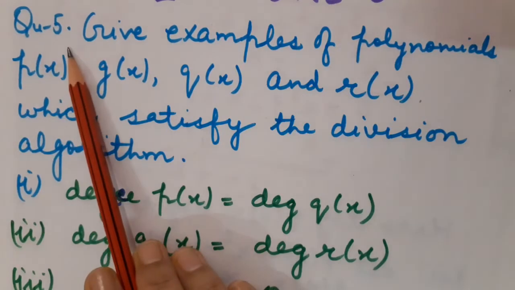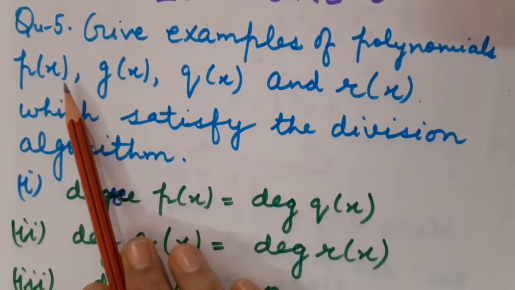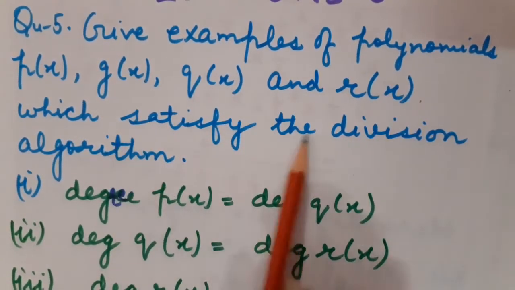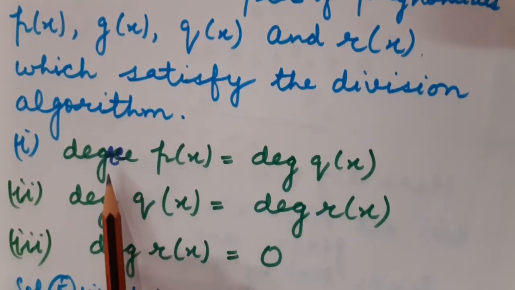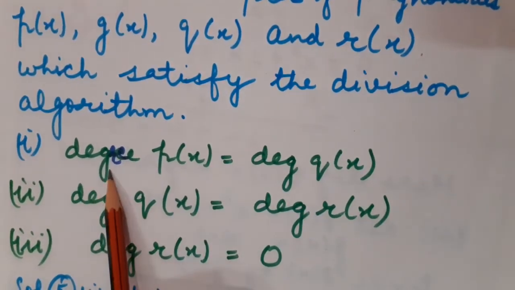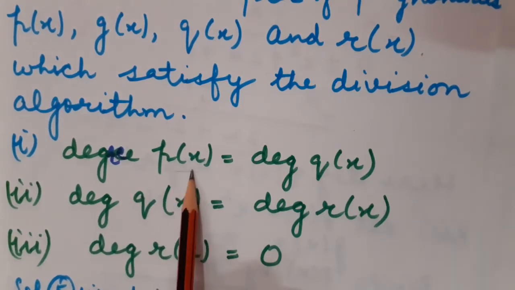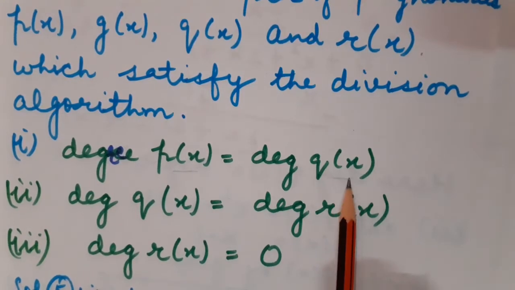This is question number 5 from exercise 2.3. Give examples of the polynomials that is px, gx, qx and rx which satisfy the division algorithm. So what is case number 1? In the first part you have to prove, children, degree of px, means the degree of dividend, is equal to degree of qx. What is qx? Qx is quotient. So how to solve this question?